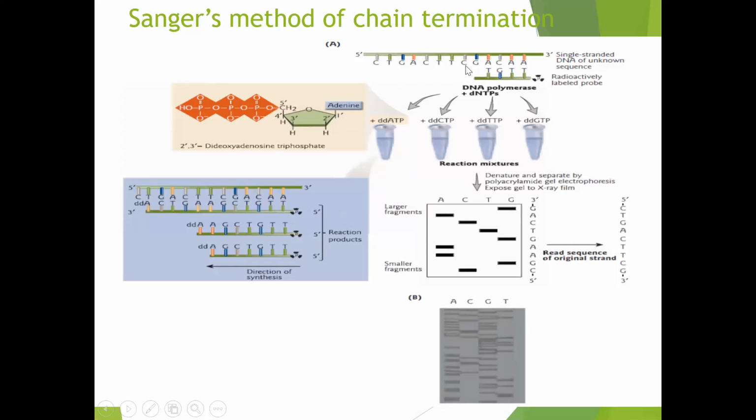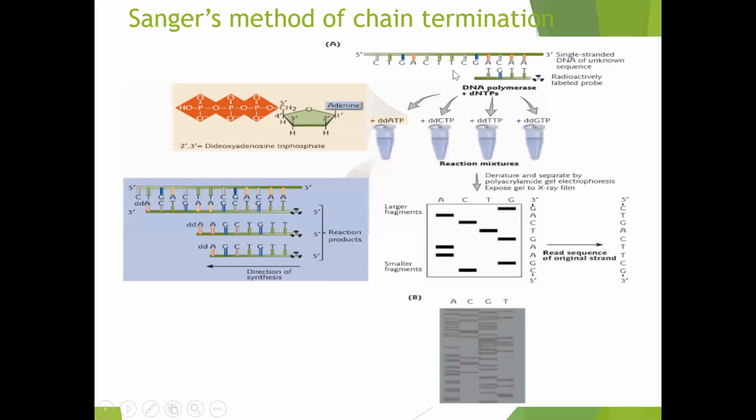So here, when C is there, obviously the G gets incorporated. That would be the normal precursor. Here, there is a possibility for ddATP to get incorporated. Suppose ddATP gets incorporated here, then the chain termination takes place there itself. So what would be the product formed in that case? This one would be the product formed. This product will be generated when the ddATP is incorporated at this position.